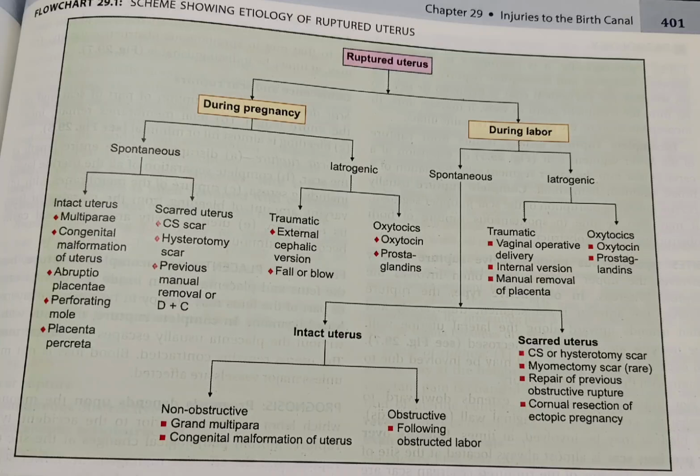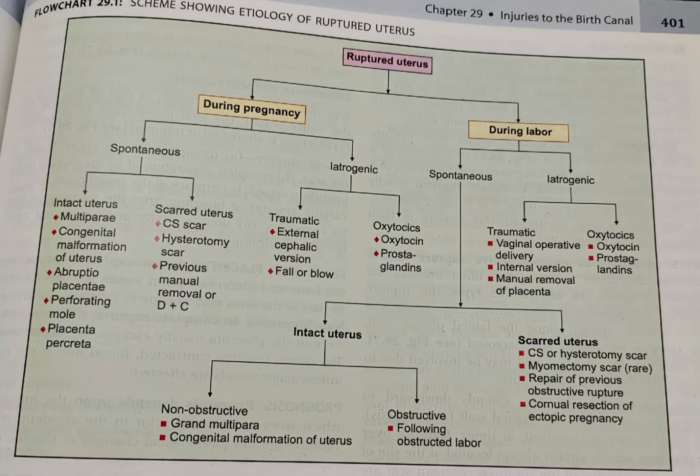And if it is a scarred uterus, then any previous cesarean section scar dehiscence or any hysterectomy scar can be the causes. Now let's come to the iatrogenic causes during the pregnancy. It can be due to traumatic causes, attempting external cephalic version, or use of drugs like oxytocin and prostaglandins.